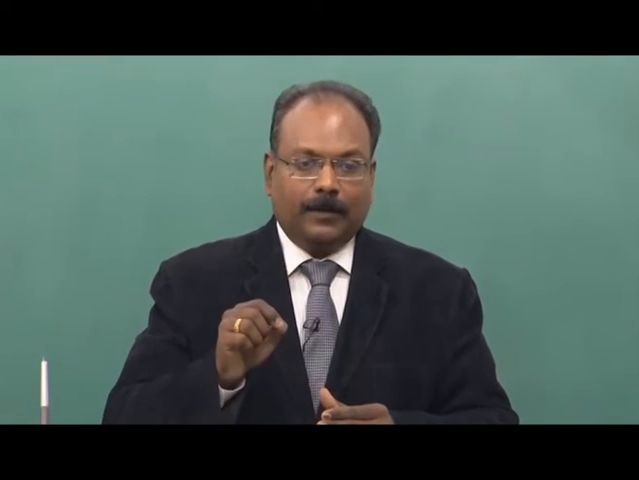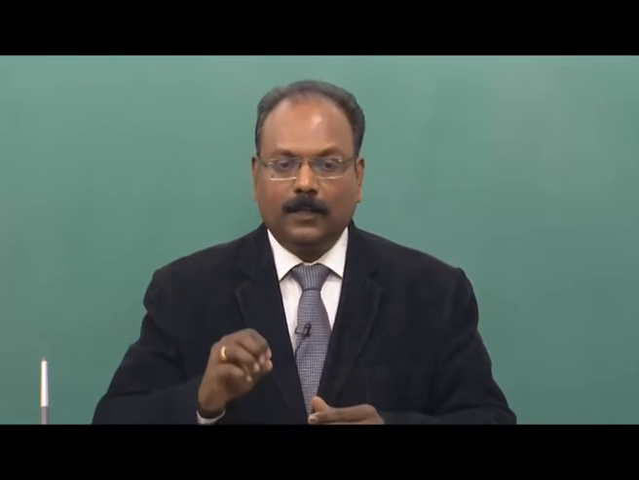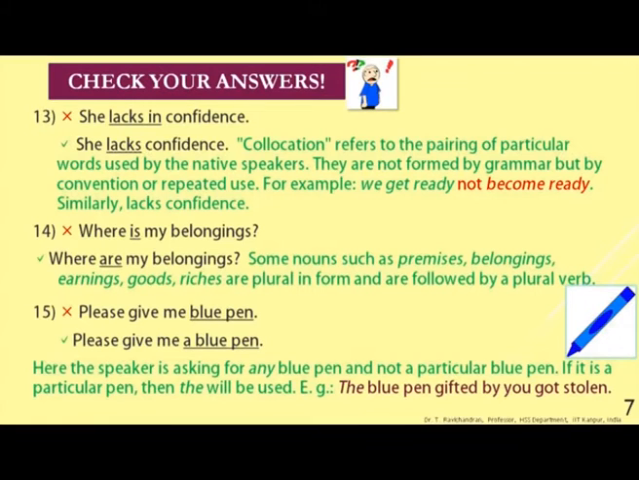If it is a particular pen, then the article the will be used. Example, "The blue pen gifted by you got stolen." Here, the refers to the blue pen that was gifted by a particular person to another particular person, which was actually stolen by somebody. So, here the pen is specified.